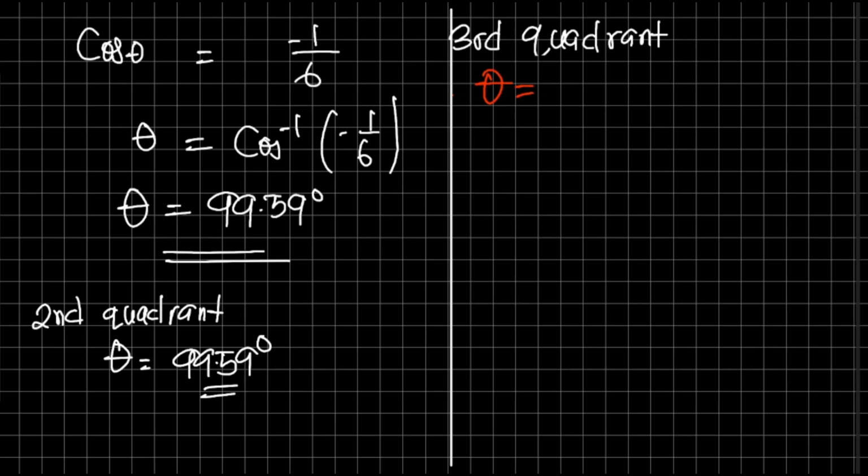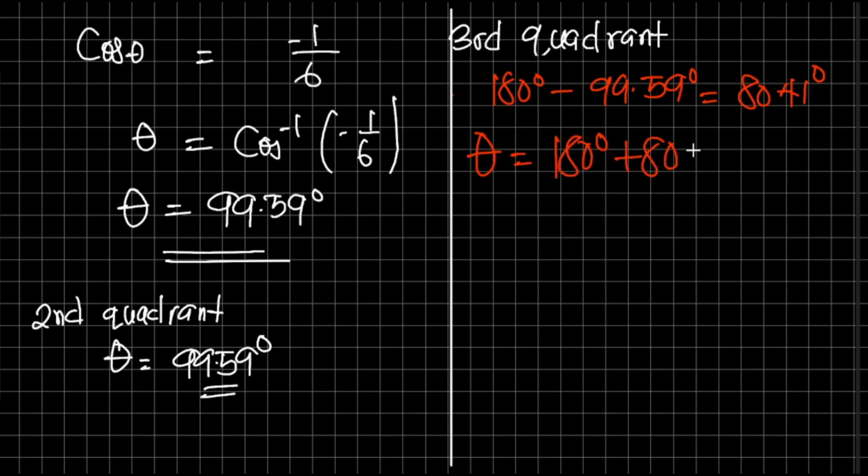So in the second quadrant, let's get the acute angle. 180 minus 99.59 degrees, that would be 80.41 degrees, and then theta equals 180 plus 80.41 degrees, and that would be 260.41 degrees. Okay, in the second quadrant.